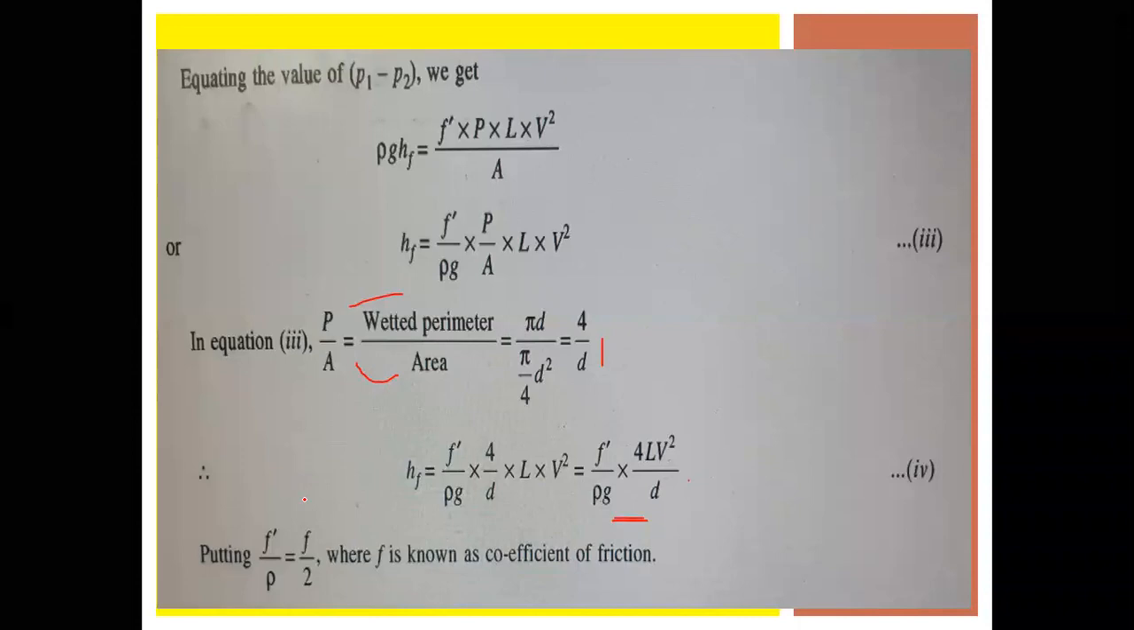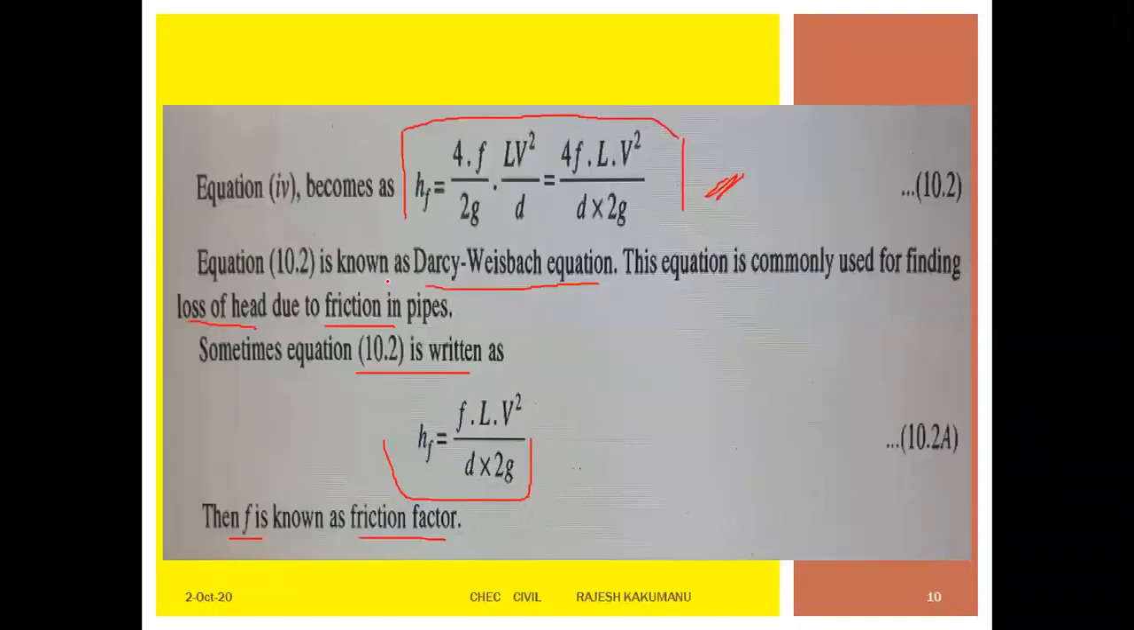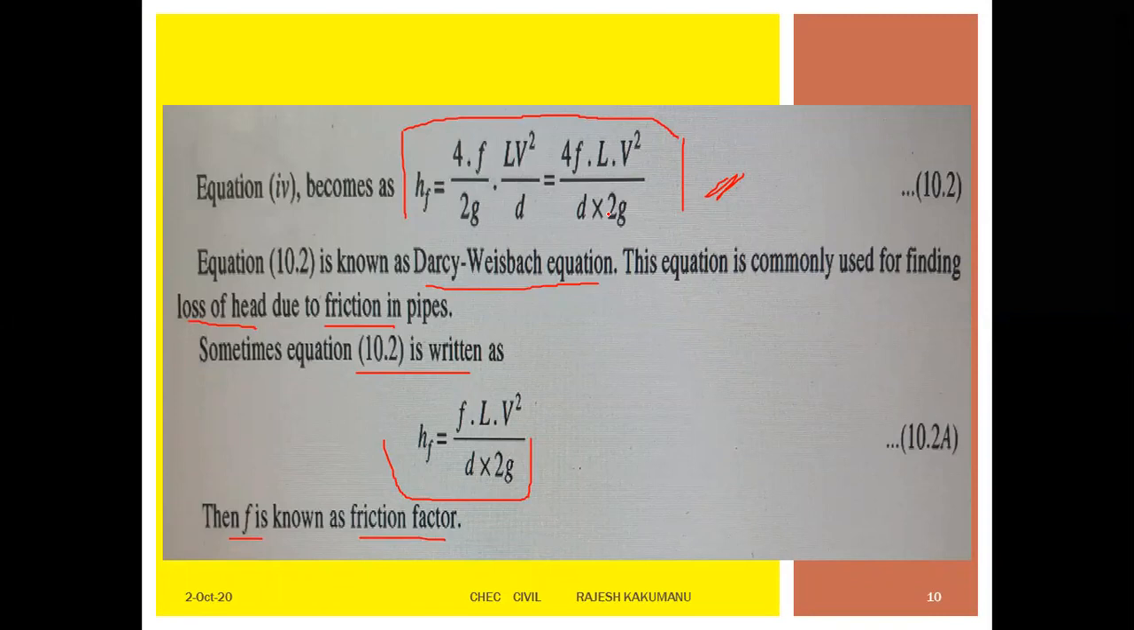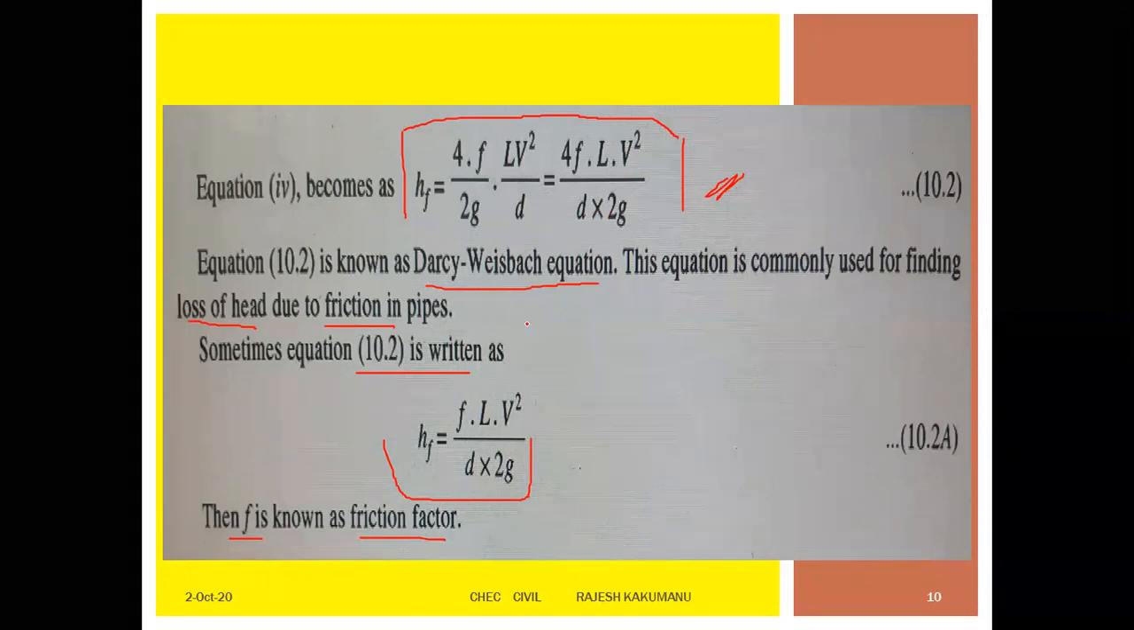Next. So finally HF is equal to 4 into F L V square divided by D into 2g, which is nothing but the Darcy-Weisbach equation. So we have derived the Darcy-Weisbach equation, right? Next.